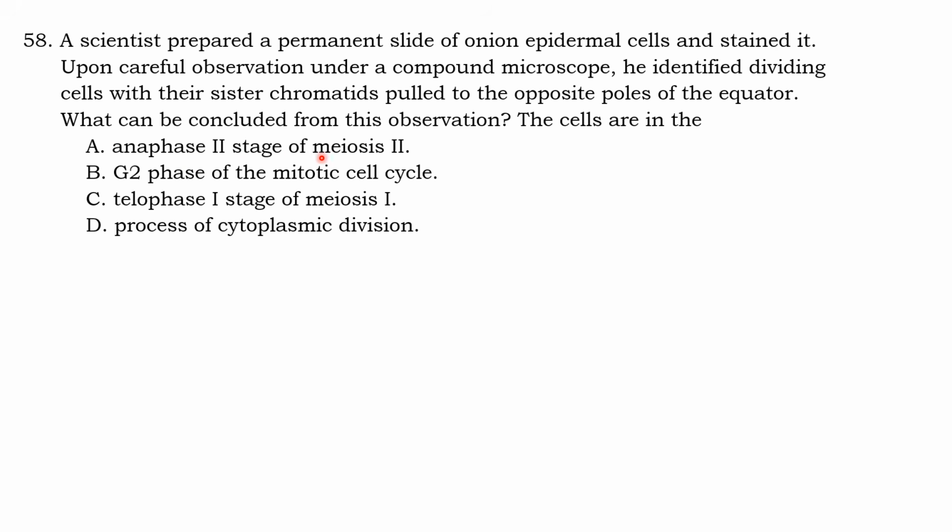A. Anaphase 2 stage of meiosis 2. B. G2 phase of the meiotic cell cycle. C. Telophase 1 stage of meiosis 1. D. Process of cytoplasmic division. So the answer should be A.